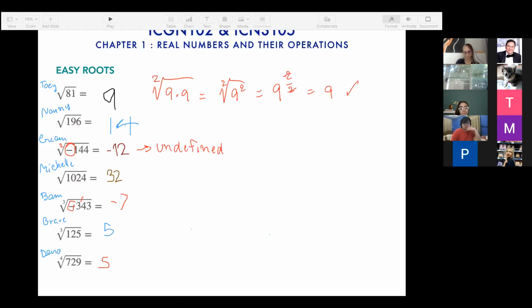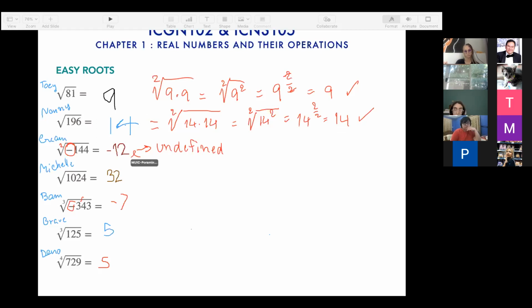Next one. For this one it is just a bit of calculation. Square root of 196 equals the square root of 14 times 14, which equals the square root of 14 squared, which equals 14 to the power of 2 over 2, which equals 14. That's correct. For number 3, the square root of negative 144 is undefined, so this is undefined.